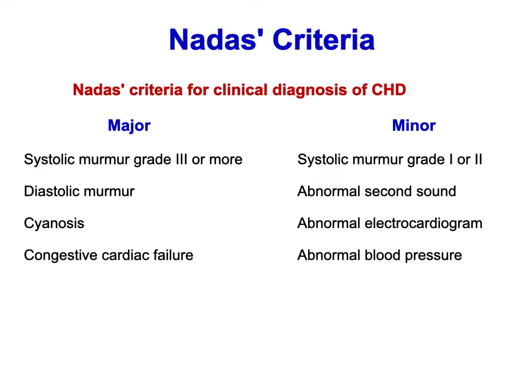These constitute Nadas' criteria, and remember, this is a clinical diagnosis. We don't use echocardiography and others here for the diagnosis of congenital heart disease. This is for clinical diagnosis only. In the next few slides, we will see how these murmurs are graded, how you differentiate between central and peripheral cyanosis, what is the implication of second heart sound, and what is the normal range of blood pressure in small infants and children. That will be discussed in the next few slides.